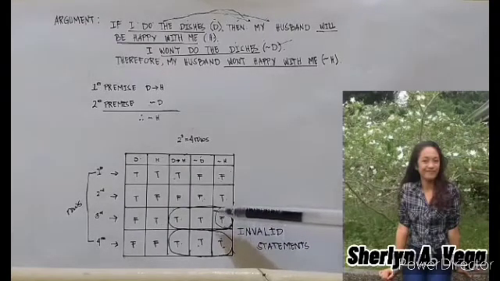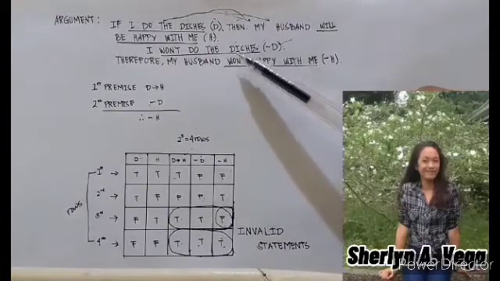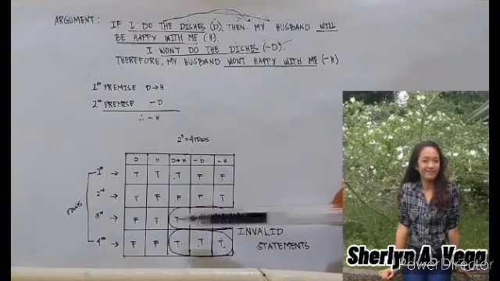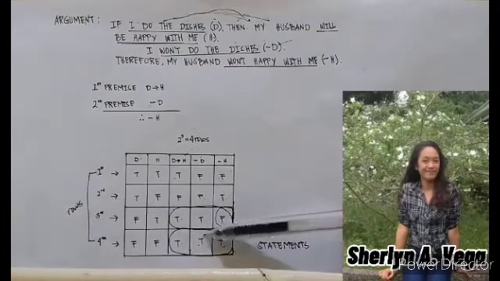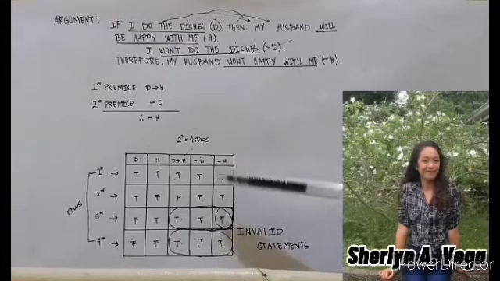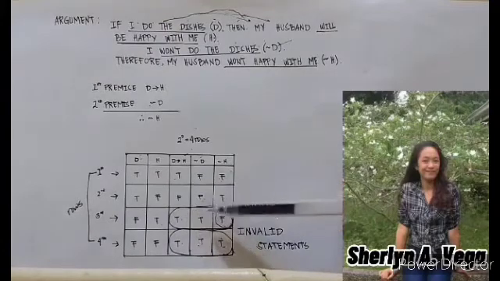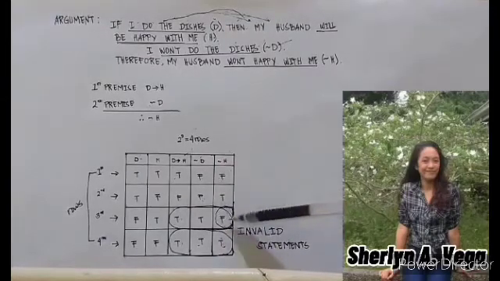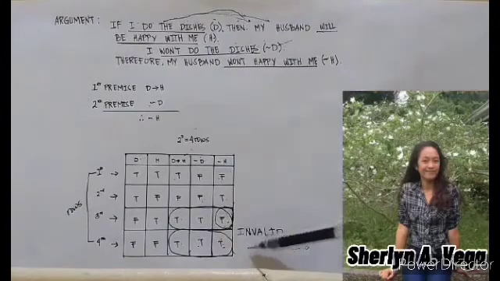So we need to look if our simple statement is invalid or valid. We look at our first premise: true, false, true, and our second premise: false, false, true, true. And now we see our conclusion. Our conclusion is false, so that's why this simple statement is invalid. Thank you.